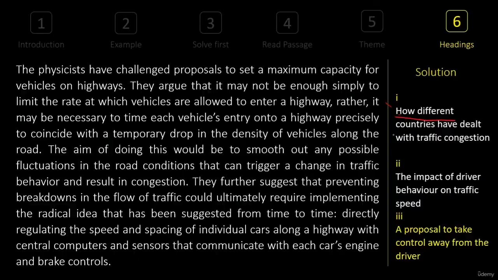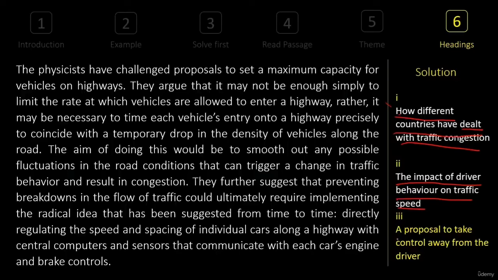How different countries have dealt with traffic congestion. We can't just look at countries or dealt or traffic congestion. We try to look at how different countries have dealt with traffic congestion. We just can't look at traffic congestion. Second one, the impact of driver behavior on traffic speed. So not just driver behavior, but where on traffic speed. You're understanding my point. When you're searching for this information, you cannot just look at one or two words. You have to read, you have to understand the other words which can create a difference in your answer.